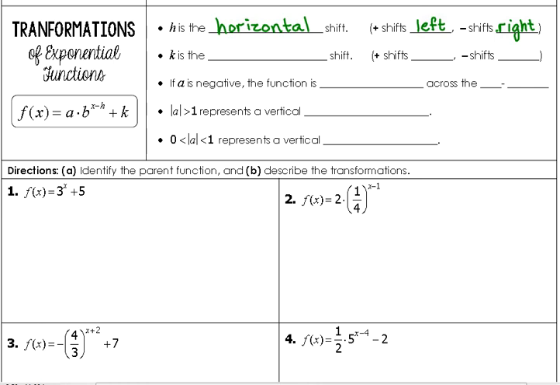Okay, K is the vertical shift. I don't really have an easy way of helping you remember that other than H is horizontal, so K is the other one. But the good thing about vertical shifts is that's what we expect them to be. So a positive is going to go up, and a negative is going to shift us down.